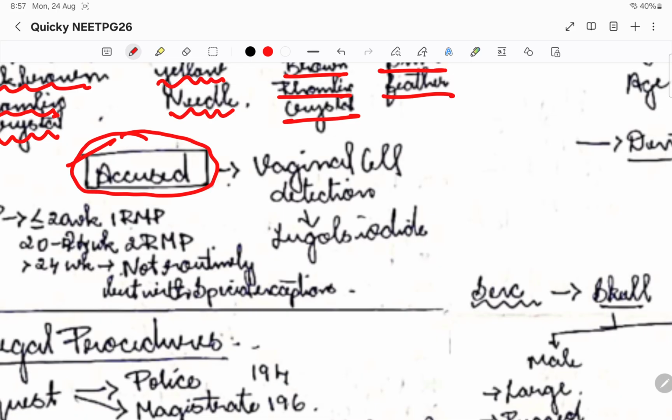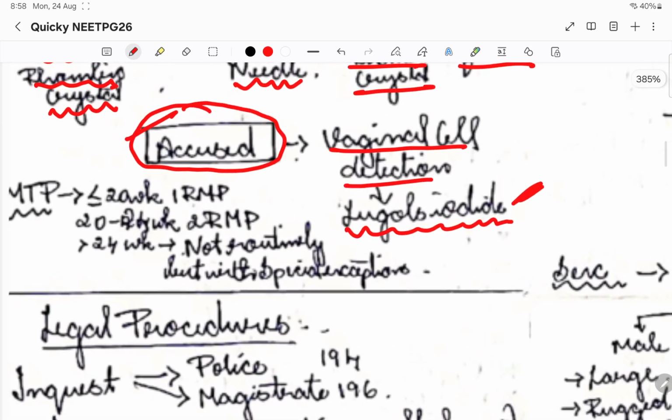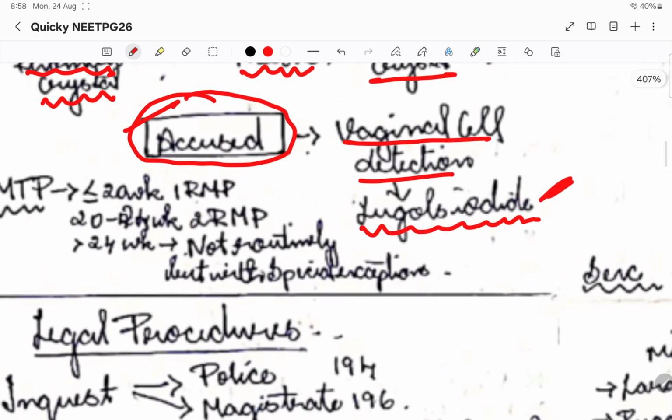This is the examination of a victim, whereas we'll now see the accused examination. It is a male, so we'll do the vaginal cell detection test. We use Lugol's iodide. We take a swab from the accused's genitals and test whether vaginal cells are there or not, using the staining Lugol's iodide.